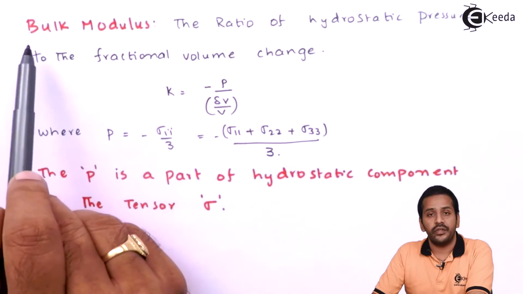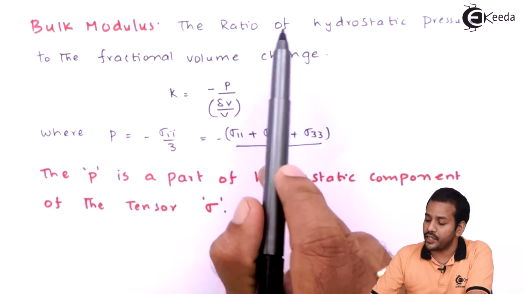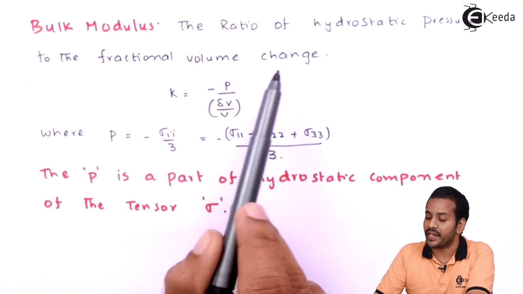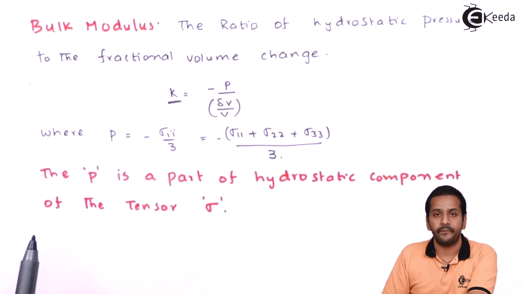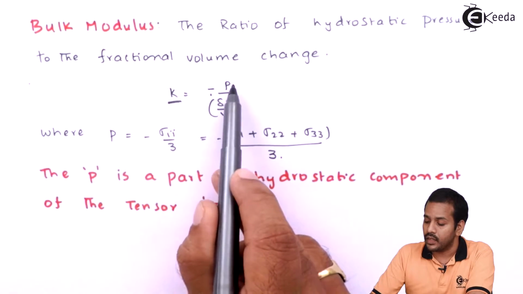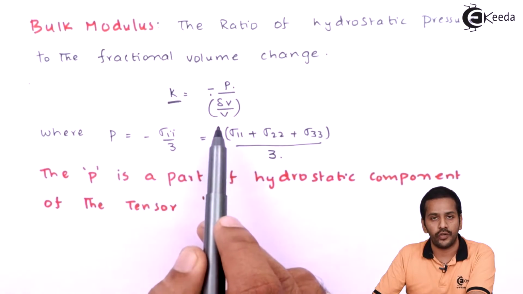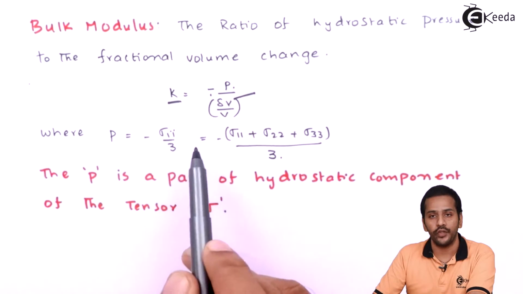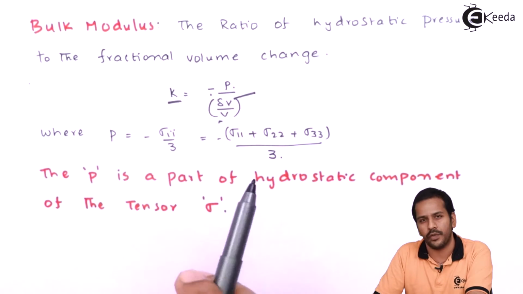The other definition we can introduce here is the bulk modulus. The bulk modulus is the ratio of the hydrostatic pressure to the fractional change in volume. That is, it is represented with K equal to minus p by the fractional change in volume. That is, delta V by V, the change in volume divided by the original volume, will represent the ratio of the change in volume to the original volume.